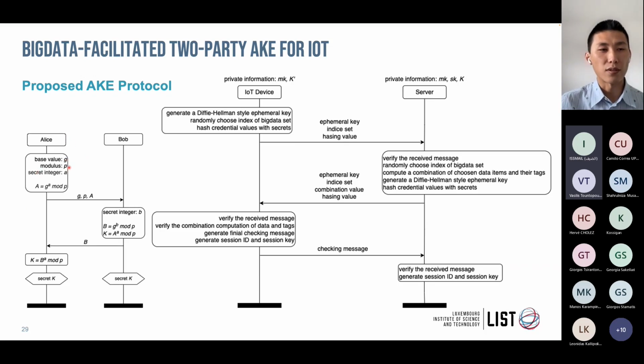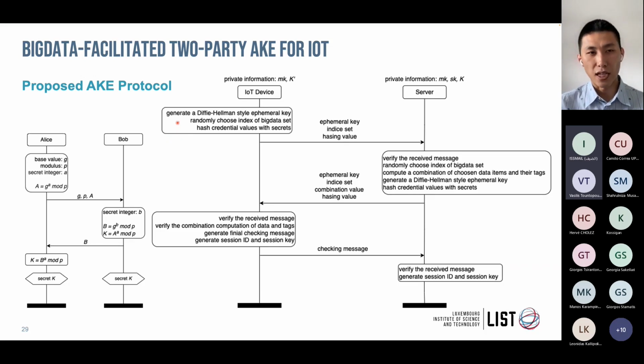We have a base value, we have the modulus, we have the secret integer a, which is the ephemeral key of the Diffie-Hellman. Alice can send A, which is g to the power a, to Bob. And Bob also generates another ephemeral key b and sends B, which is g to the power b, to Alice. At the final stage, they can both hold the capital K, which is g to the power ab, as the session key. Okay, let's go back to our main protocol.